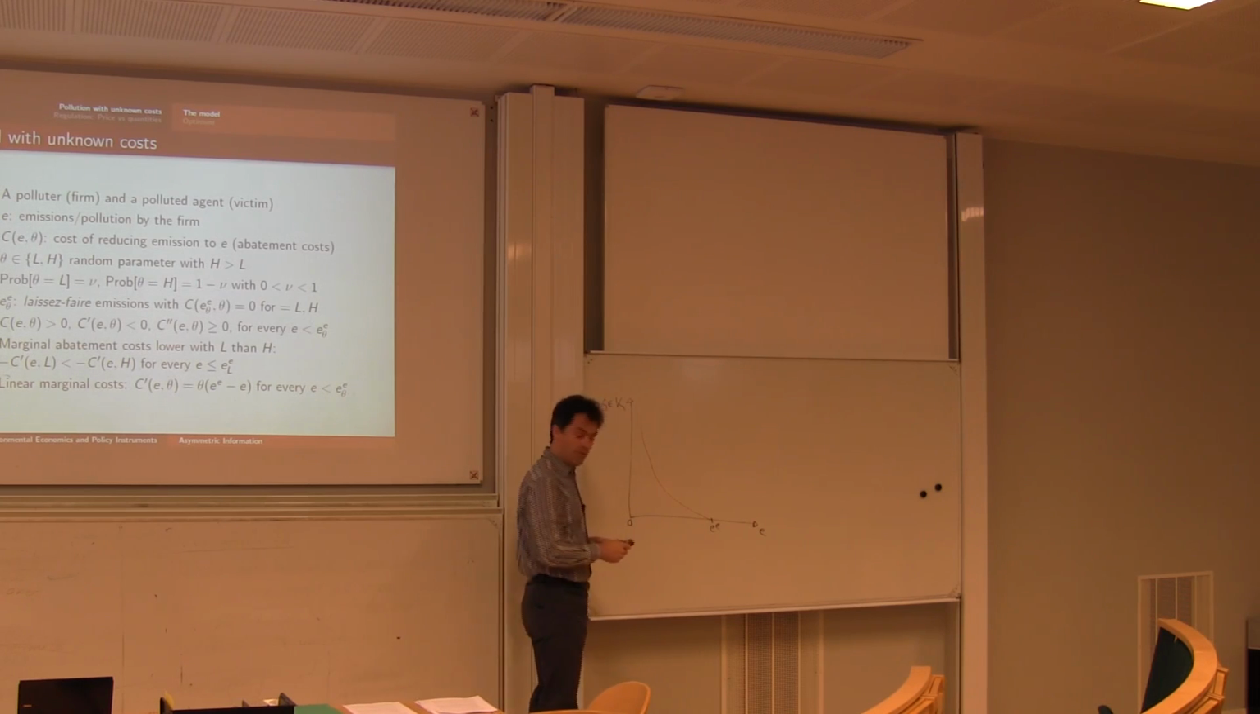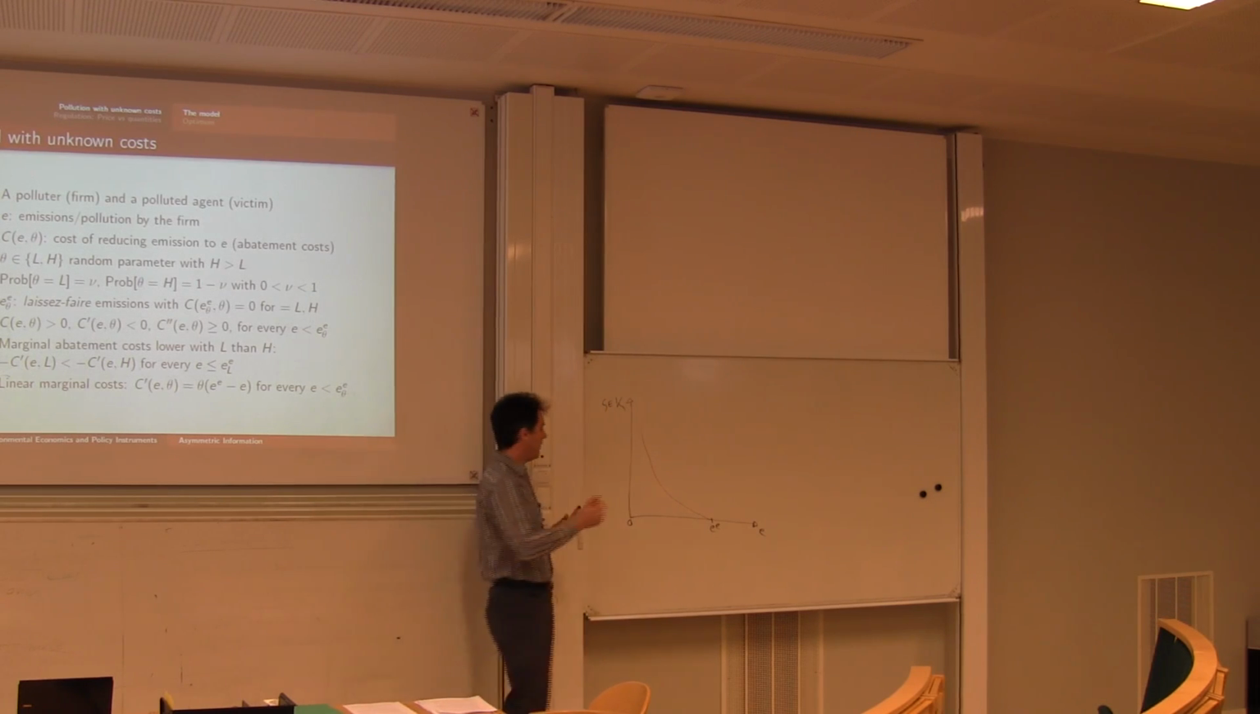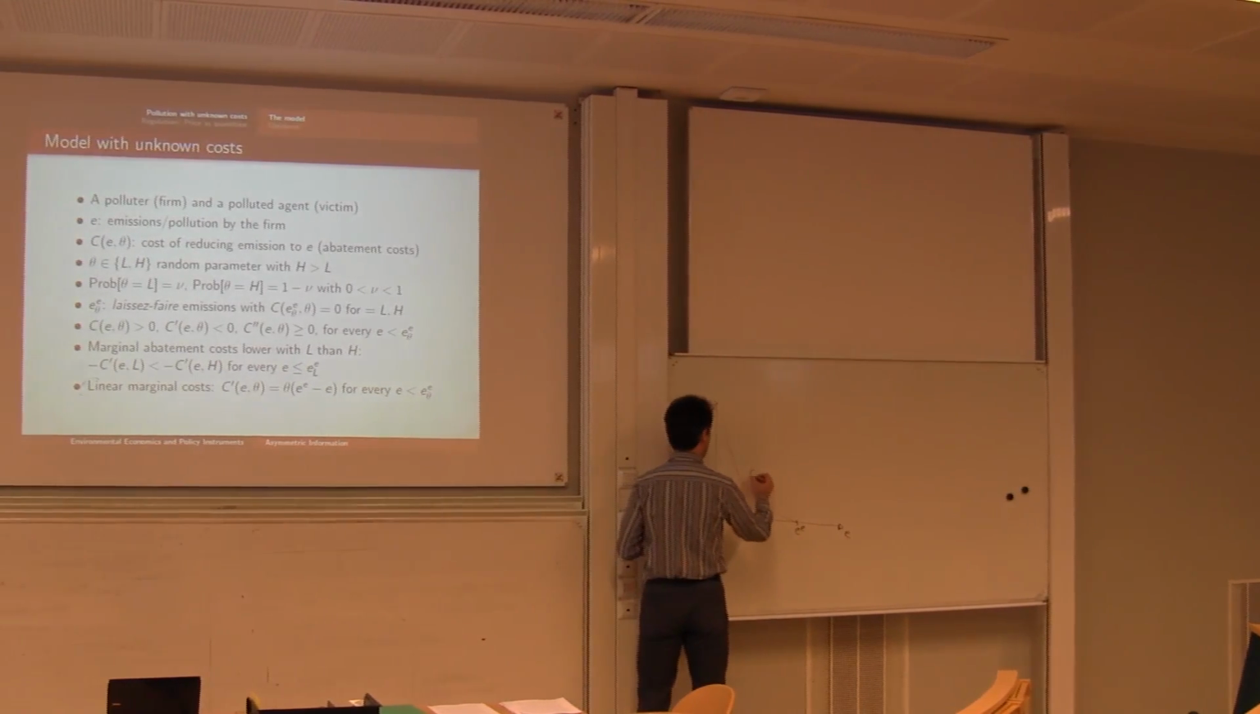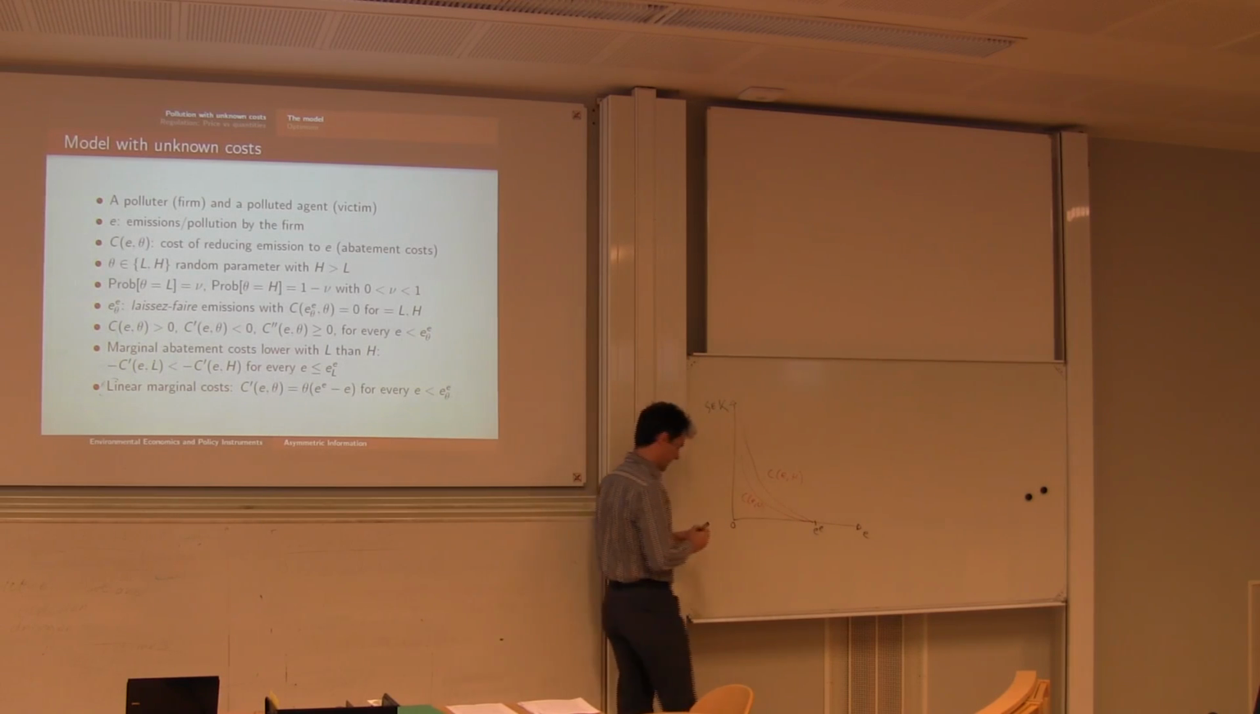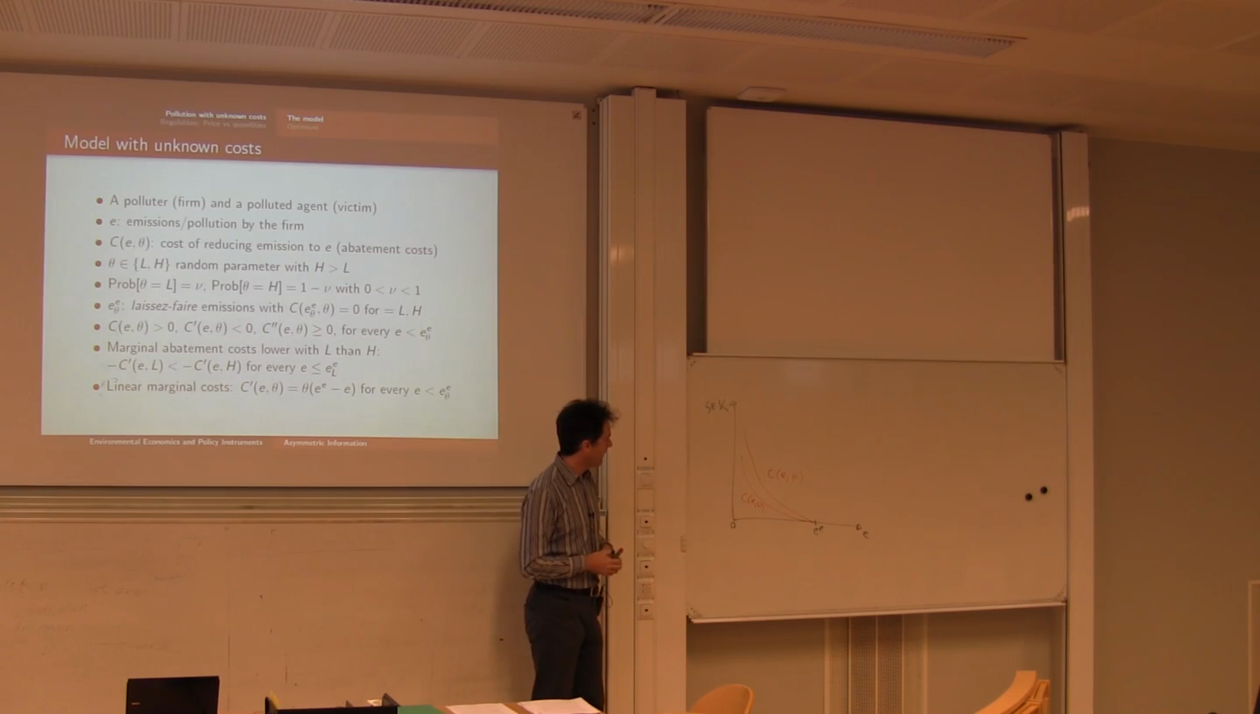Okay? And you have two types of costs. You have these costs, let's suppose that this could be the high cost, and you can have a low cost. It could be with the same level of laissez-faire emission, for instance. This is the low cost. Okay.